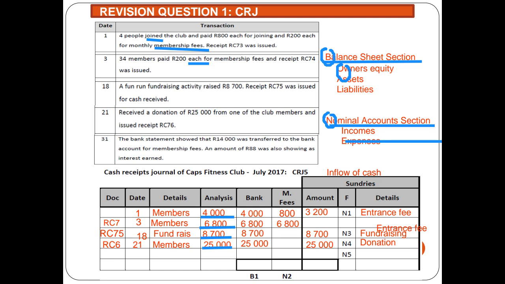Okay, let's go to the 31st. The bank statement showed 14,000 was transferred to the bank account for membership fees. We received membership fees of 14,000. An amount of 88 was also showing as interest earned. How do you think we can approach this one? What do you think will be the document number? 77.